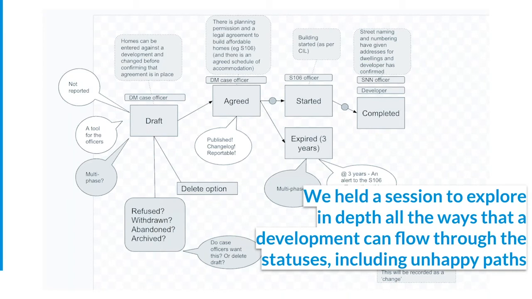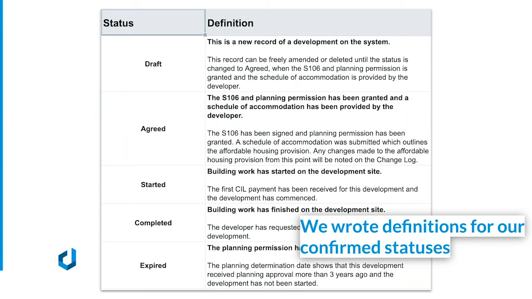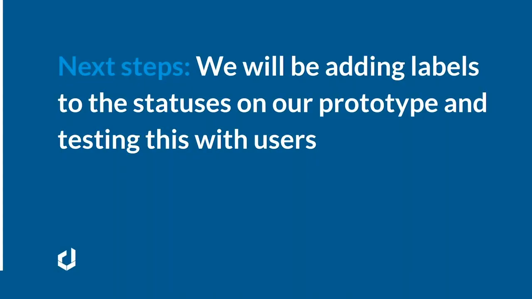So now what we have is a really clear view of what those triggers would be, and we have also made clearer definitions for each of these statuses. So we've got a really clear idea of what those statuses look like. And our next steps on this will be to add these labels of these definitions to the actual prototype, so that when people are entering the statuses, they can check exactly what that means. So we'll be testing this with our users.